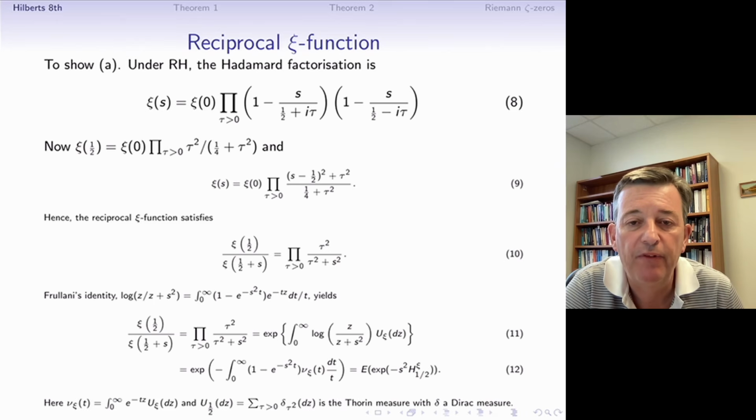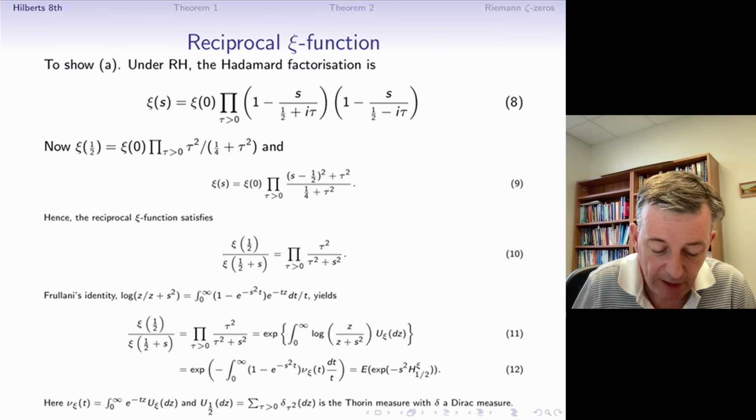So from before, we have the Hadamard factorization given by 8. If we evaluate at s equal to 0, we get the normalization constant of xi of a half. So hence we can write xi as the product in 9. And remember that Thompson's condition is a condition on the reciprocal xi function. So we get equation 10 that if RH is true, the reciprocal xi function is the product over the zeros tau of tau squared over tau squared plus s squared.